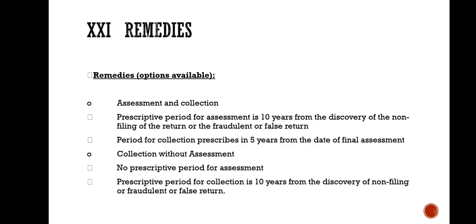Okay, ilista nyo yung mga prescriptive periods, okay? Dahil masyadong madaming dito mga prescriptive periods, baka magkabali-baliktad. For example, ito, yung assessment 10 years from discovery. Dito sa period for collection, nagpe-prescribe naman siya in 5 years. Kailan ang reckoning point nung sa assessment? From the discovery of the non-filing of the return or the fraudulent or false return. Dito sa collection, ang reckoning point is from the date of final assessment.